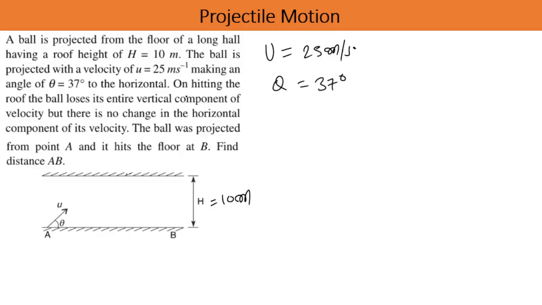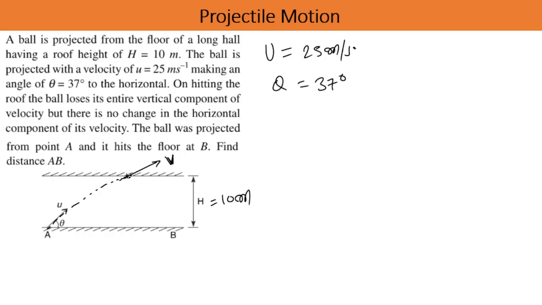Okay. Now what else is given? On hitting the roof, the ball loses its entire vertical component of velocity. So when you are projecting it, making an angle theta with the horizontal, it will go in a projectile trajectory. So it will go like this, and at this point it will have velocity in this sense, like you will draw a tangent on the trajectory, so it will point something like this. Let's say this value is v.